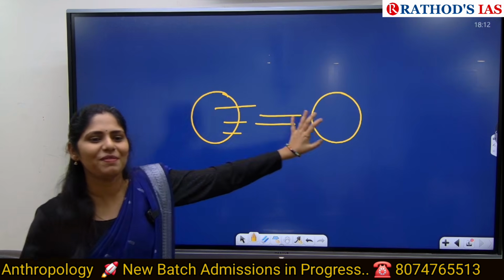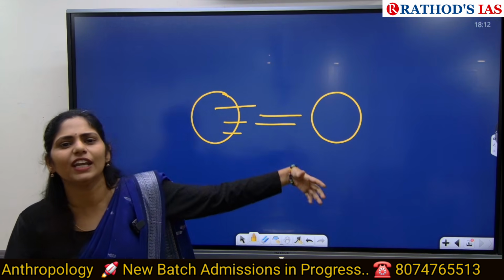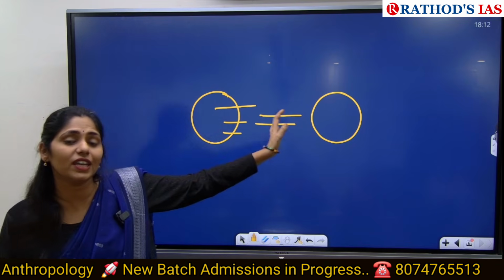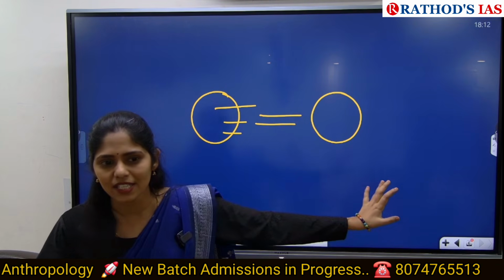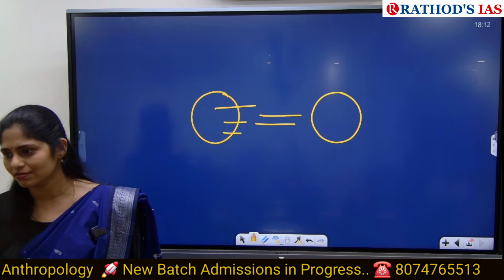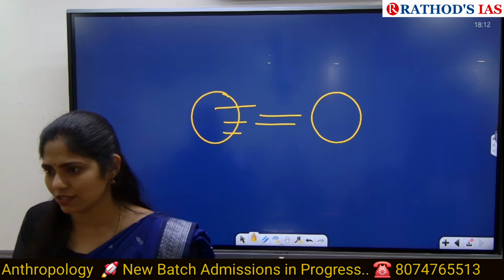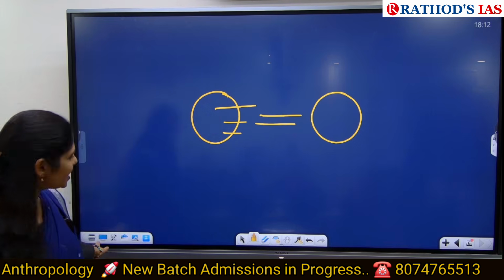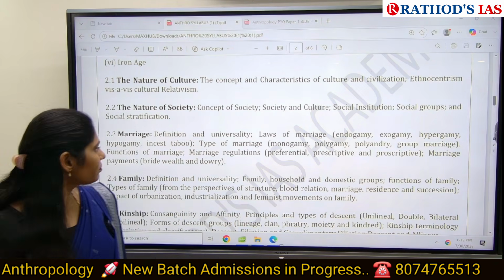Entire this group will be married to that group. There will be no sexual promiscuity. That means anyone can have a sexual relation with any person in that group. So this kind of marriage is called group marriage. We have lots of tribes that went for this kind of group marriage. In our class, I'll be showing lots of examples and videos related to that.